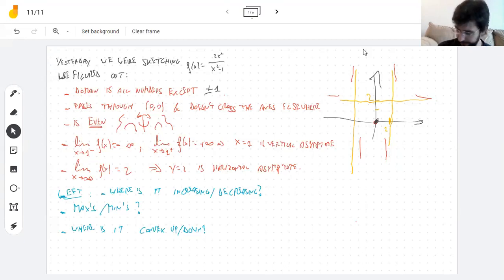And that's where we got. We didn't get to use the derivative for anything. So now we're going to see where it's increasing and decreasing, although at this point I can probably guess, but let's confirm our suspicions. We're going to see where it has maxes and mins and where it's curving up or down. And then we're going to move on to 4.7.